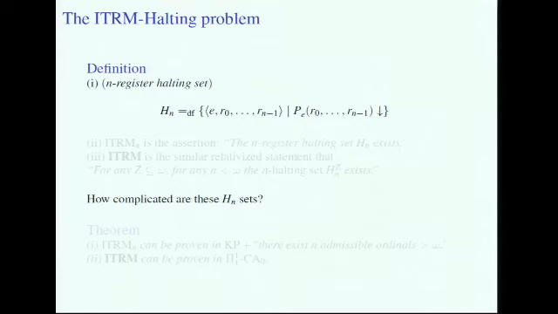So we can think of the halting set for such a register machine here. Just trying to get some standard notation. We've got the eth program on input on these n registers here, and one can ask questions about this H_n set here.